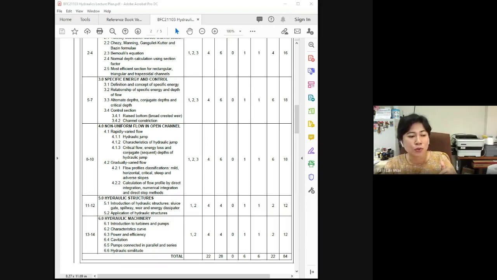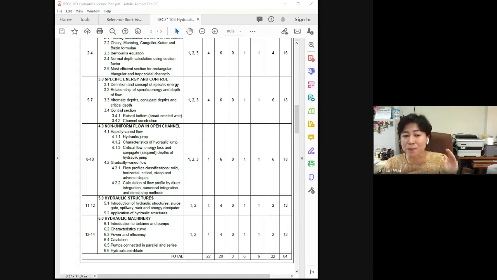So in hydraulic machines, we'll learn about turbines and pumps, how to determine the power and efficiency of those, and what is the importance of cavitation. Cavitation is definitely something we want to eliminate, as it damages turbines and pumps. So we are going to look at that. So that's about it, we have 6 chapters in hydraulics, all right?